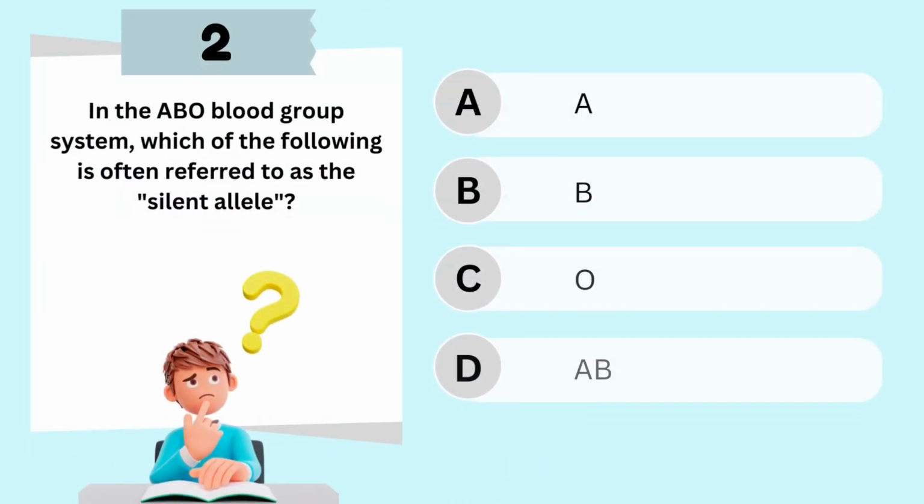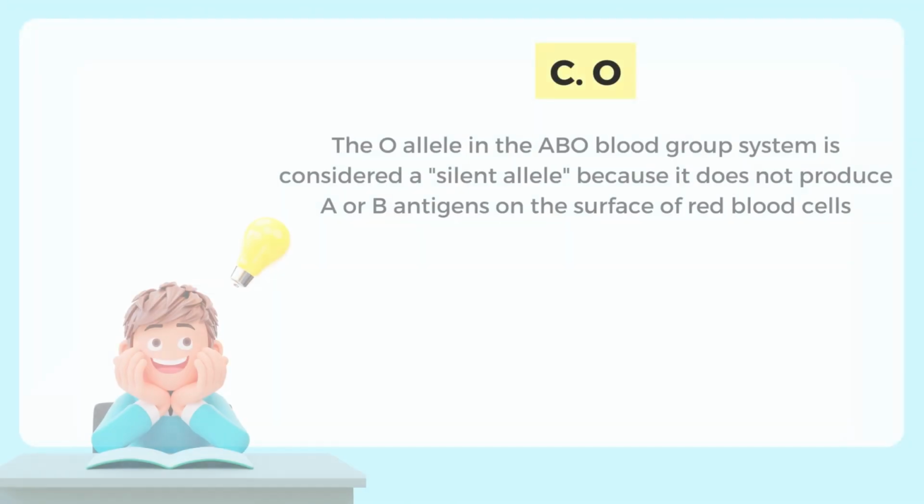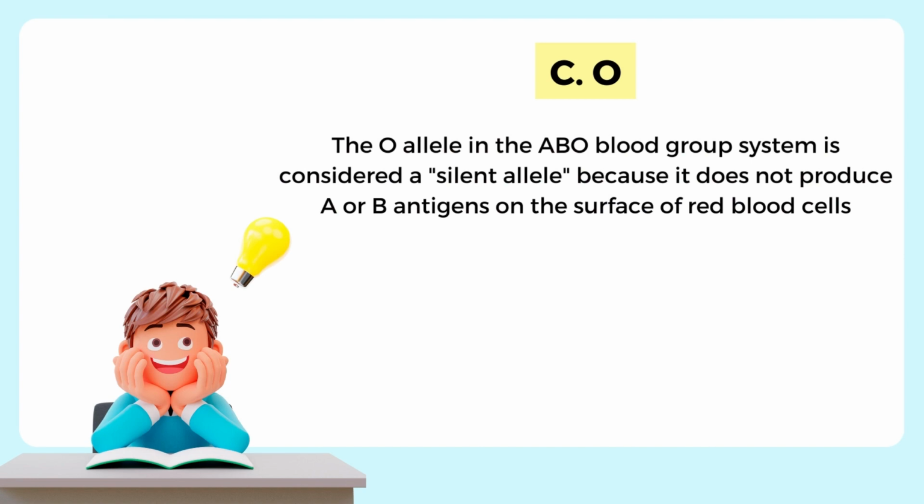In the ABO blood group system, which of the following is often referred to as the silent allele? The correct answer is C. O.